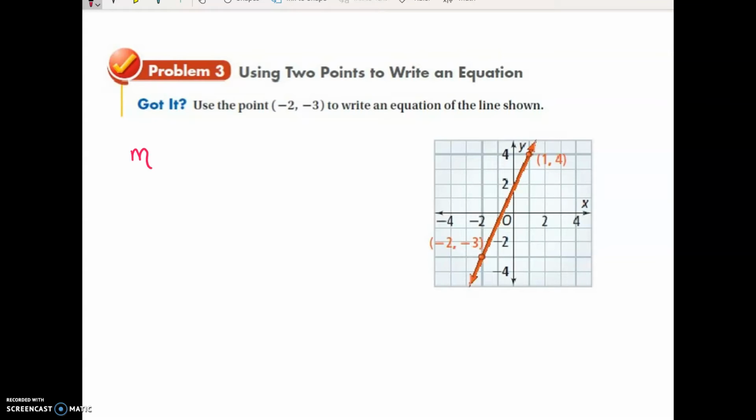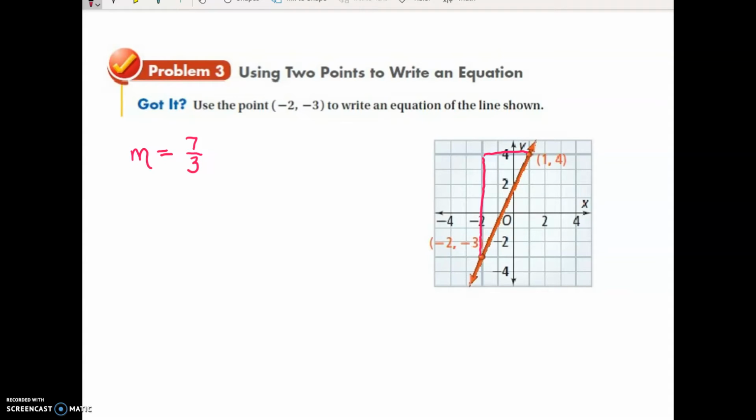We can find our slope in a couple of different ways here. We can use the 2 points given here and use our formula, change in y over change in x. Or we can look at the scale here. Looks like it's going by ones. So we could simply do our rise over our run in this case, since it's in graph form. So looks like we're going up 7 units and over 3 units. So our slope is going to be 7 over 3, rise over run.